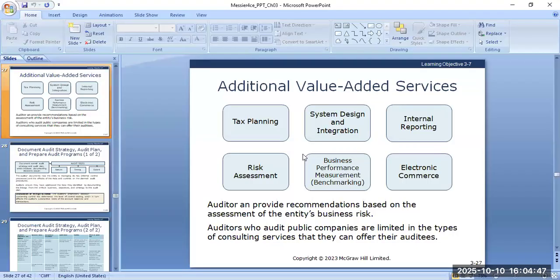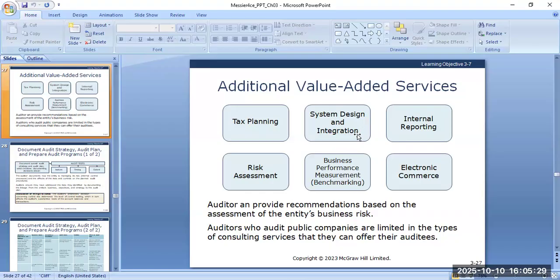Now, additional value of services that we might have to provide to the client. Again, audit is not the only service, so we may provide additional value-added services, maybe tax planning. The auditor can provide tax planning, or we can do a risk assessment. But remember, if you do the risk assessment, most likely you're not going to get involved with the audit. Because if you're providing the risk assessment, then you're going to assess the risks, and then you're going to tell the client how to mitigate the risk. So basically, at some point you're going to review your own work.